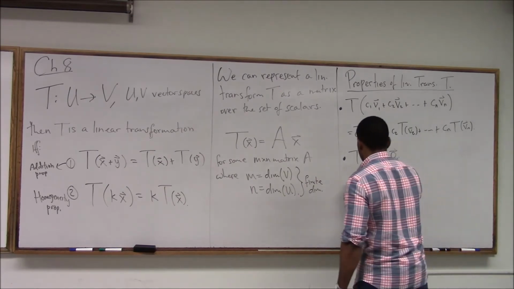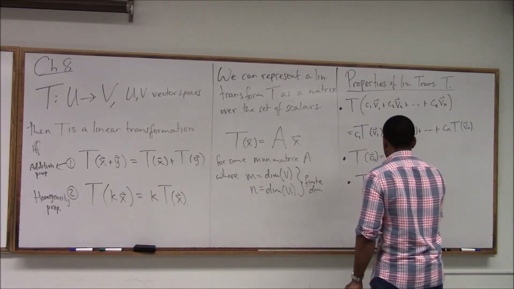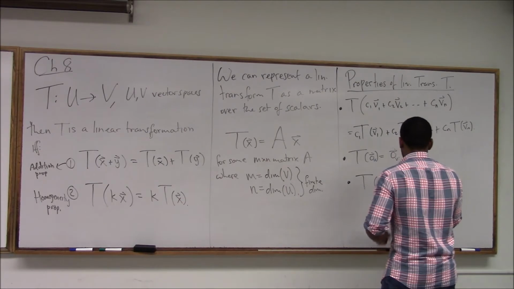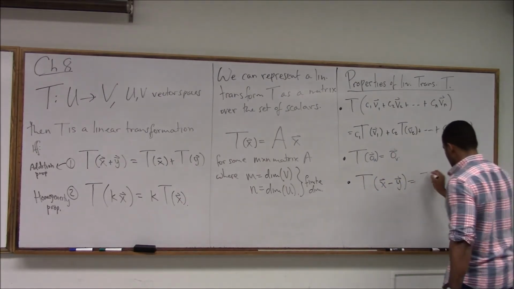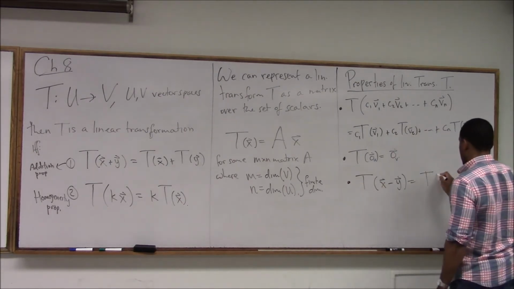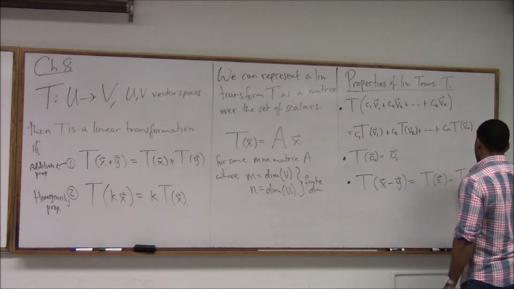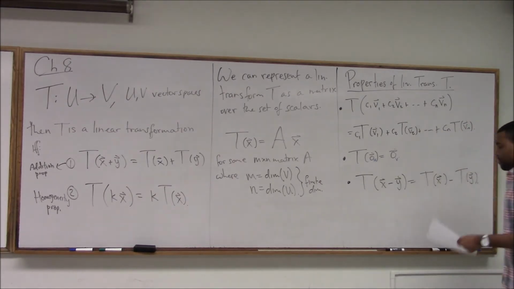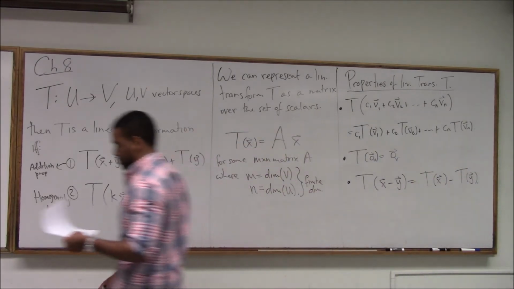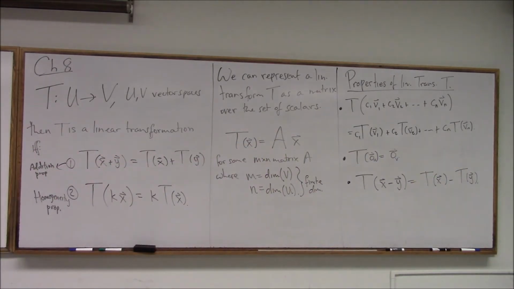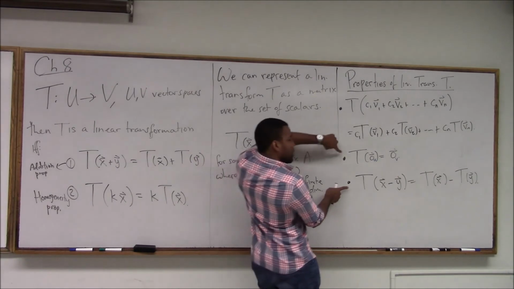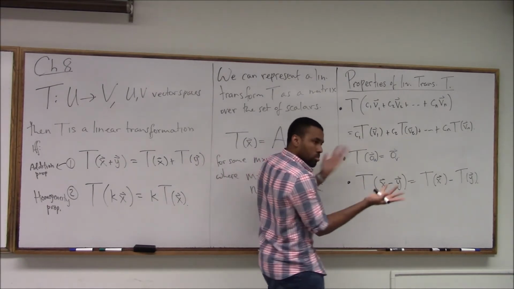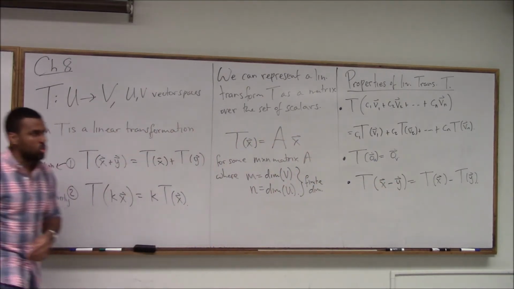Another property is that if we have T of X minus Y, the homogeneity property also applies to negative signs. This is, by the way, an example of something that I could ask you to prove on the final. The proofs for those actually won't be that long.